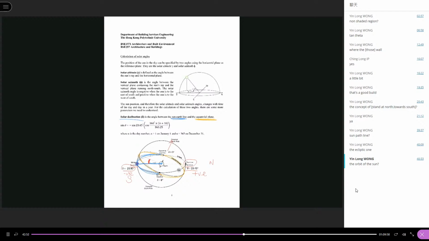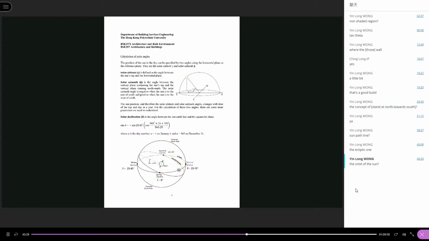And how about in the equinox? In the equinox, this is the line joining the sun and the earth, and this line is actually on the equatorial plane. So the solar declination will be 0. The line joining the earth and the sun is on the equatorial plane, then the solar declination will be 0 degrees.